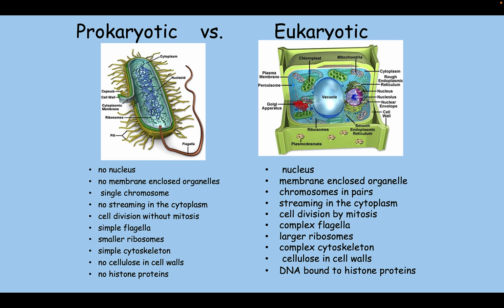Eukaryotes with cell walls have cellulose in their cell wall, with the exception of some fungi, which would have chitin in their cell walls. And they have DNA that's bound to histone proteins. You will have to recognize this for the quiz.